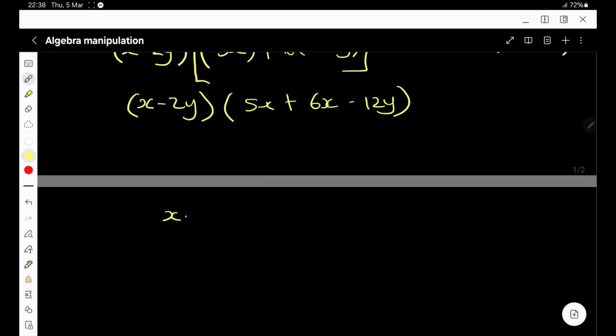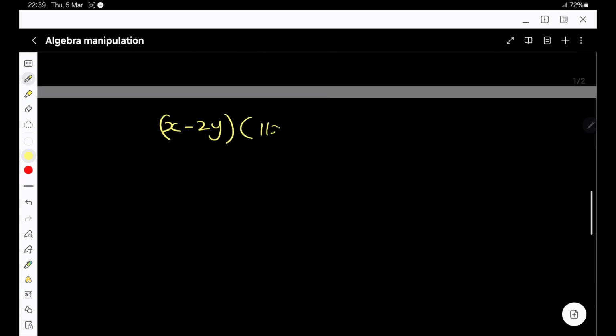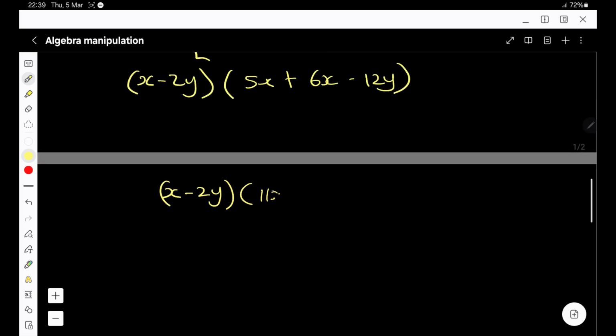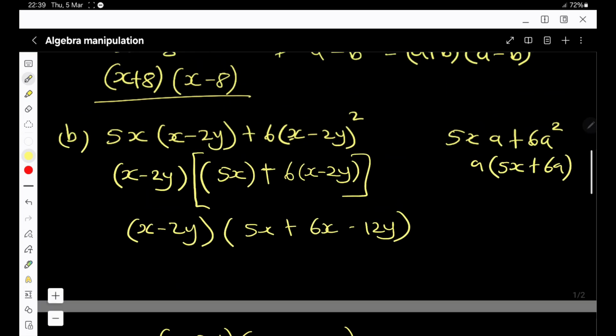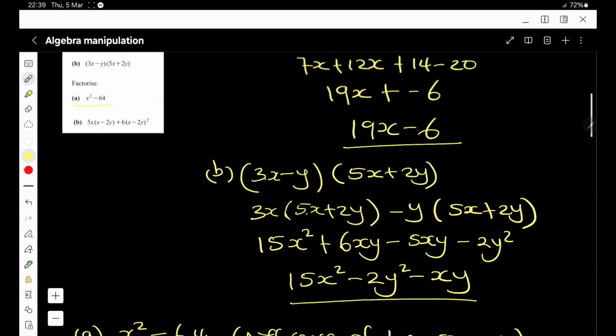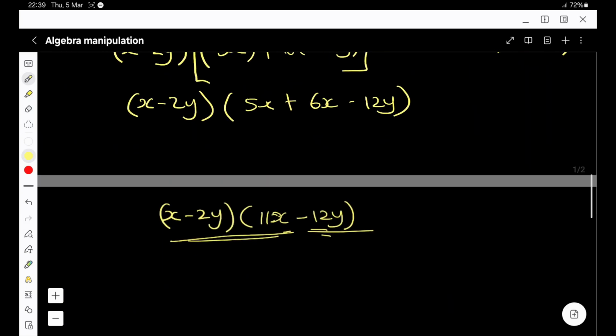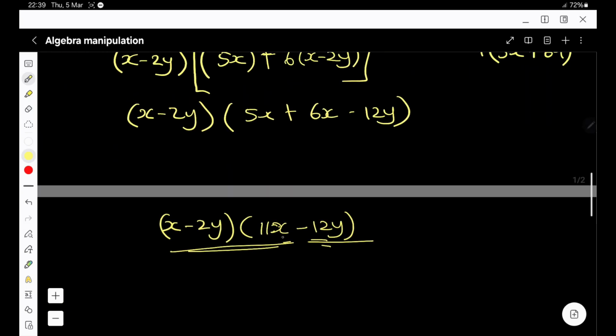So we have x minus 2y into 11x minus 12y. And this is our final answer that has been factorized. So we have compressed it up to that extent.